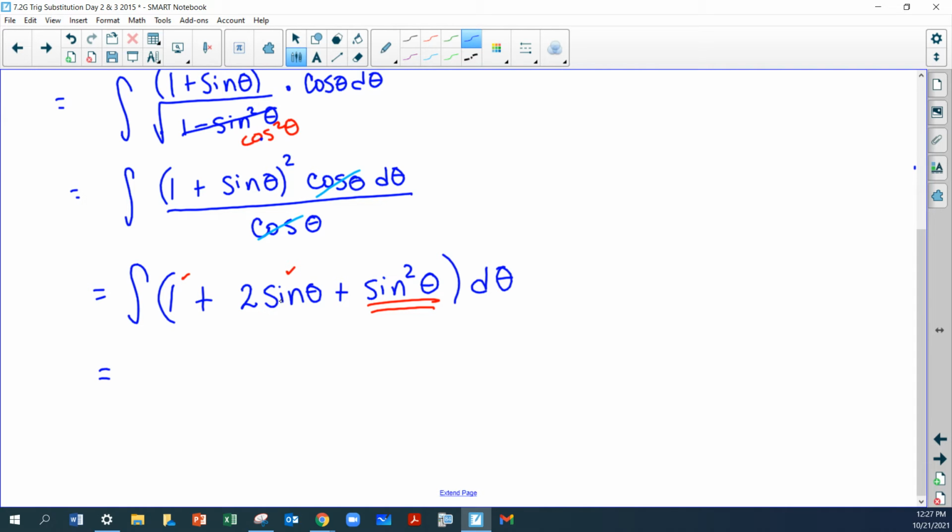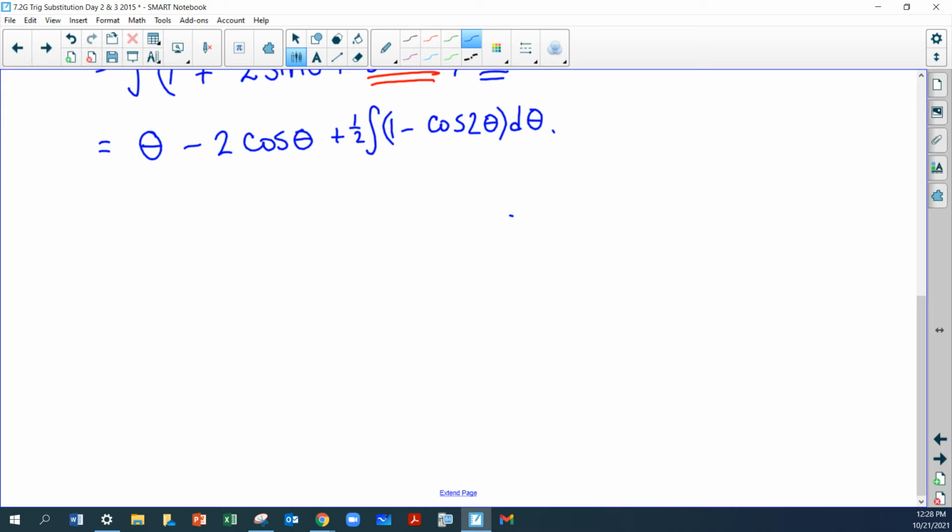Let's integrate these first two things and get them done with. One would integrate to theta because we're with respect to theta. 2 sine would integrate into a negative 2 cosine theta. And then we're left with this integral of sine squared, but we know how to deal with that. That becomes 1/2 times (1 minus cosine 2 theta) d theta. Correct?